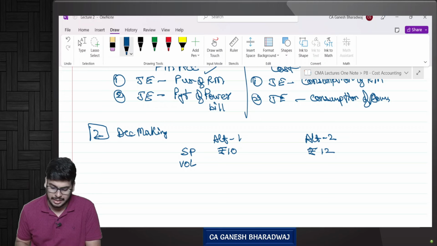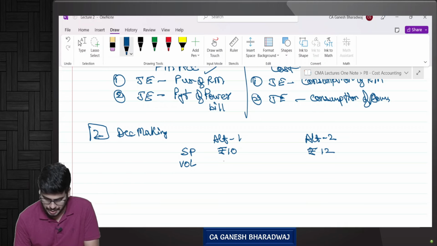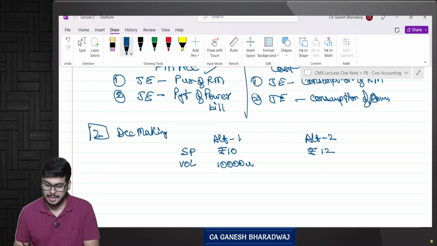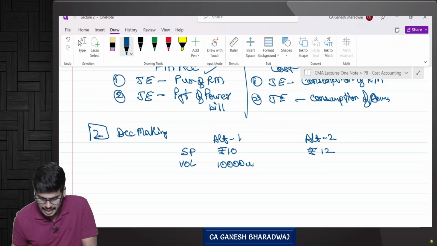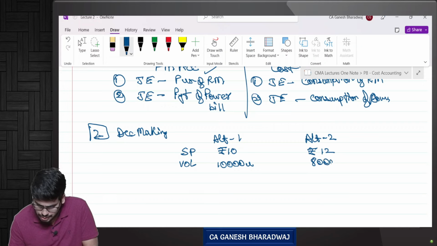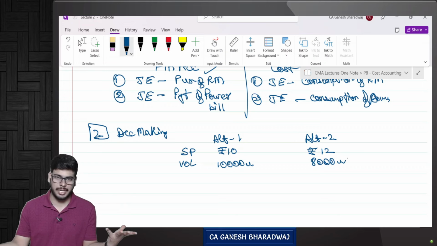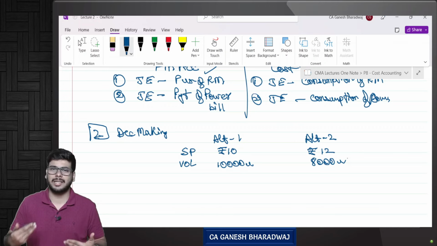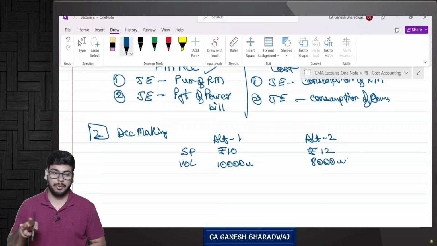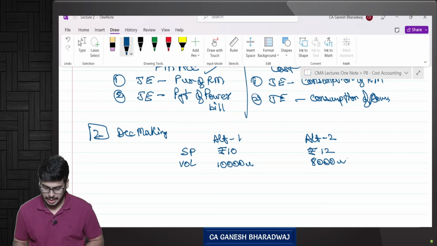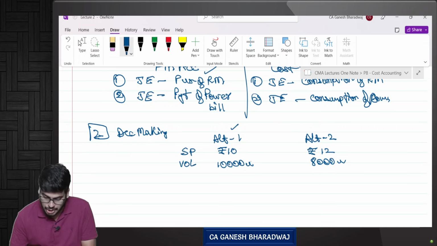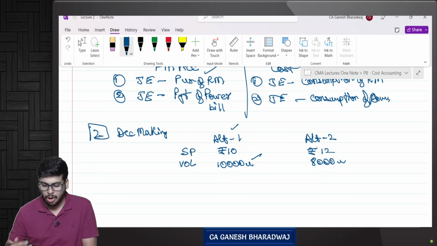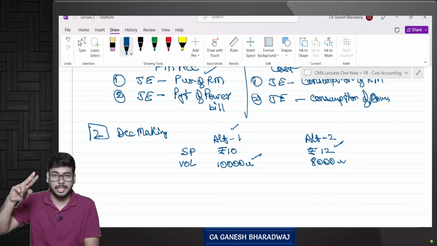Now let's say another fact is also given. If I fix the price at 10 rupees per unit, I will be able to sell 10,000 units. And if I fix the selling price at 12 rupees per unit, let us say I will be able to sell only 8,000 units. Now these are multiple alternatives. Which alternative is better? Now wait, we cannot come to a conclusion just like that, because both alternatives have one advantage and one disadvantage. In alternative 1, the advantage is you will be able to sell more units. In alternative 2, the advantage is that on each and every unit you sell, you will get more rupees, that is 2 rupees extra.